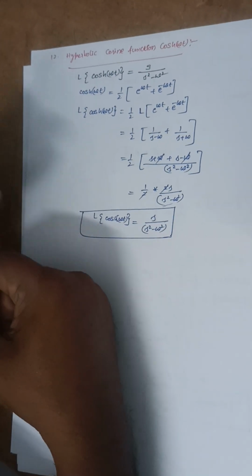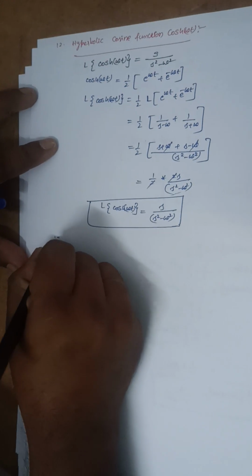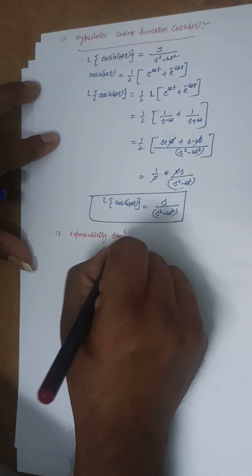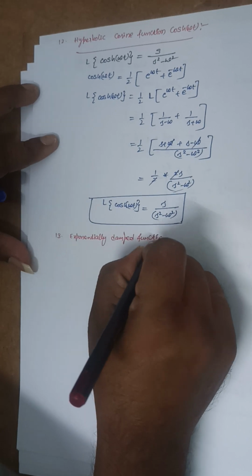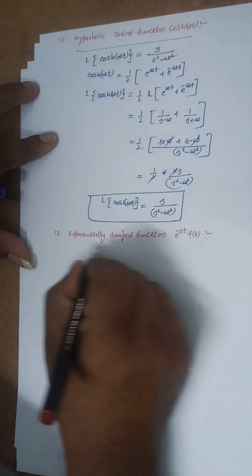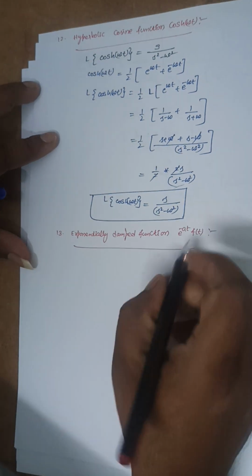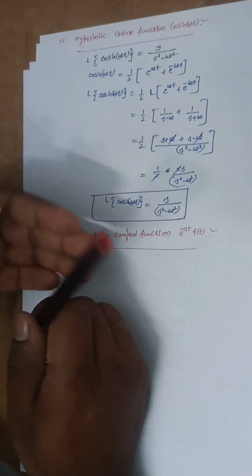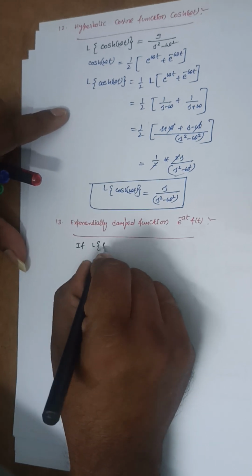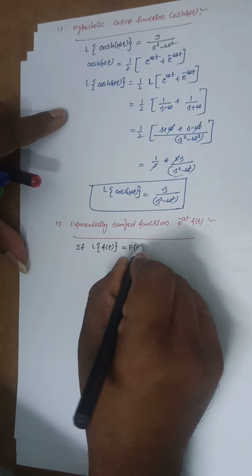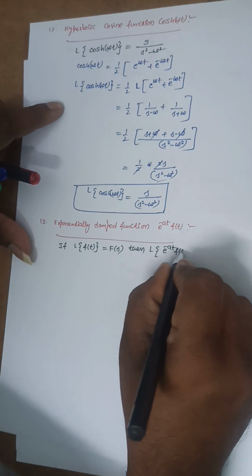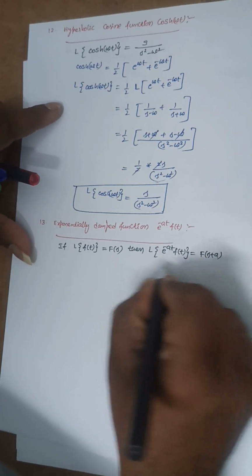Next, exponentially damped function. This can be represented as e power minus at f of t. Damping means reducing the oscillations. So it is e power minus at into f of t. For this, I need to find the Laplace transform. If Laplace transform of f of t is equal to F of s, then Laplace transform of e power minus at f of t is equal to F of s plus a. I am going to prove this one.